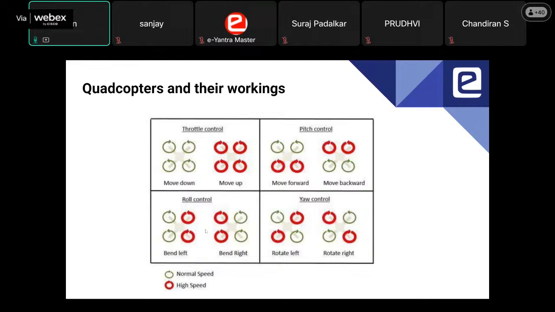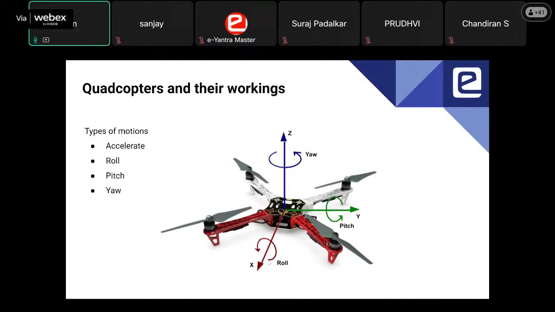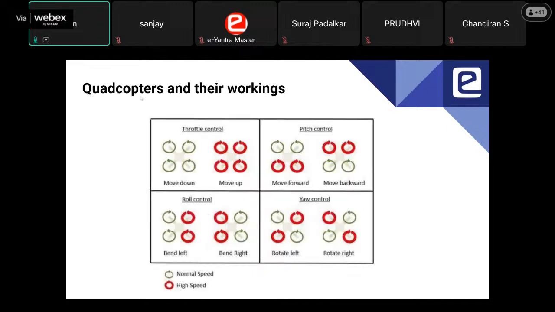Similarly, roll motion is the rotation around the x-axis in this picture. The rotational motion around this axis will be moving left or moving right. To achieve that, similar to pitch control, to bend left or move left, you will increase the velocity of the right motors, and if you want to move right, you would increase the velocity of the left motors.